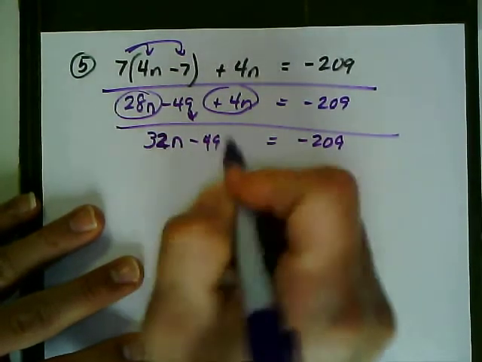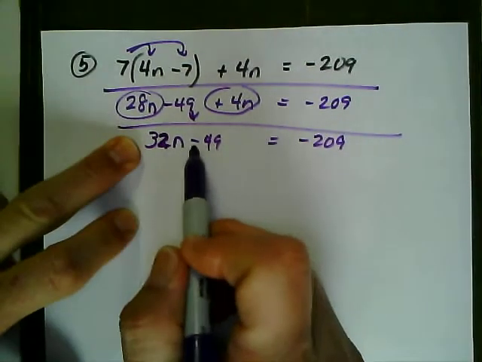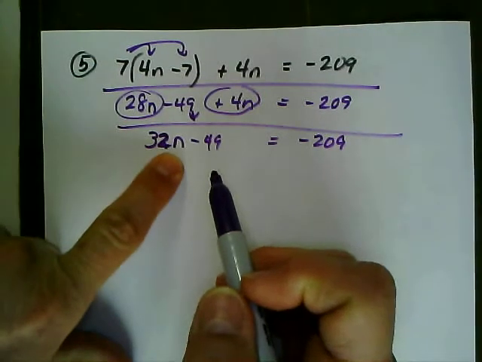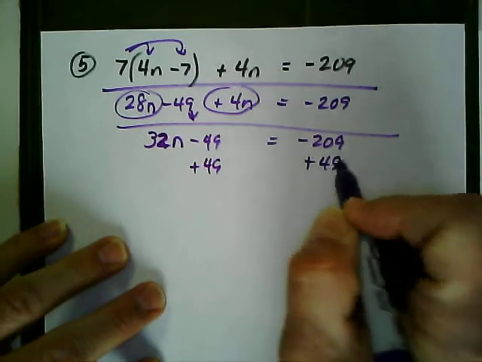Here we go. So distribute, combine like terms, get rid of what's added or subtracted. Well, there's the n, there's the minus, that 32 is attached, so that's multiplication. So we go after that part. So plus 49.